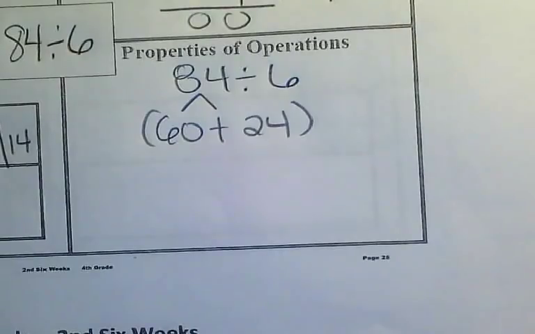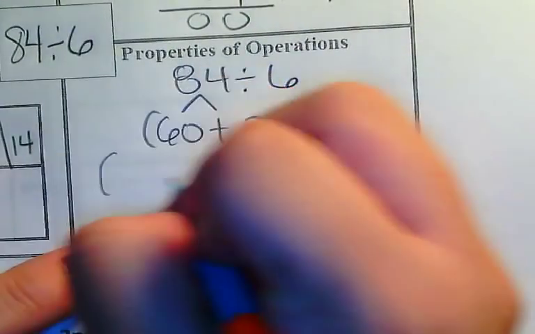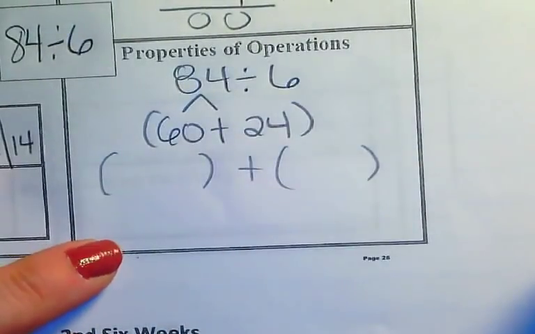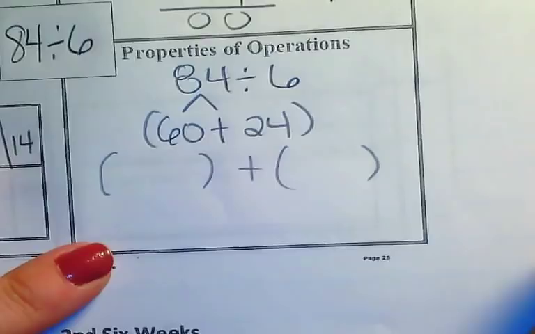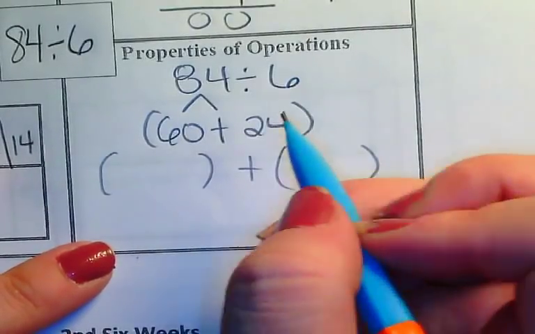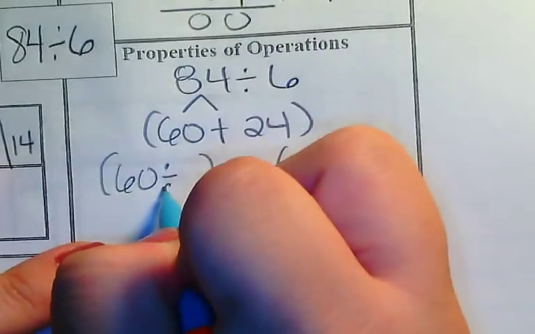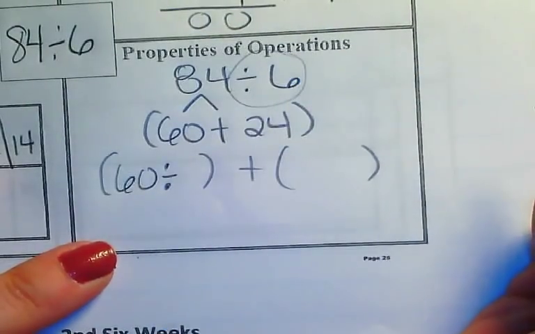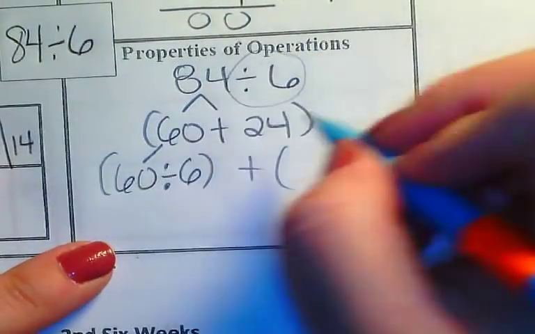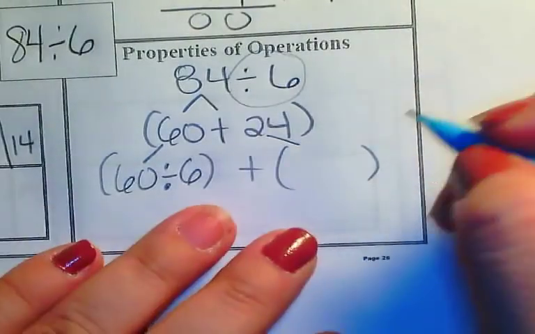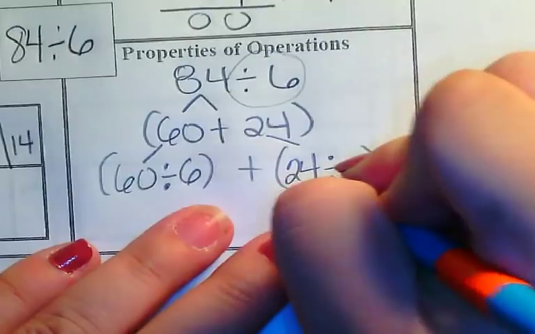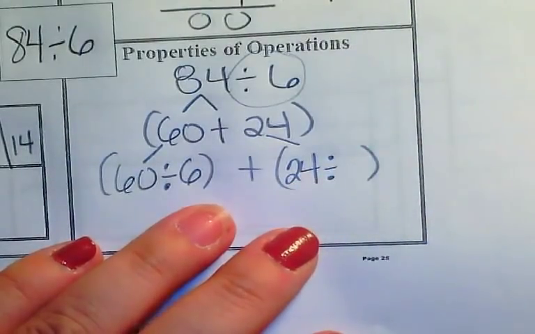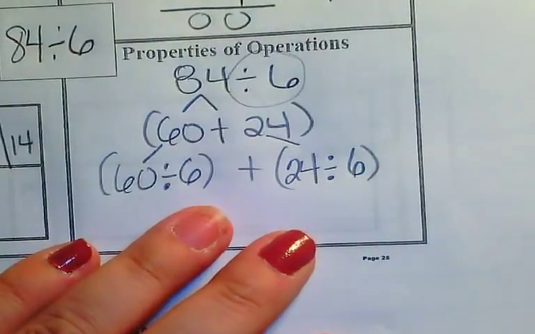Now remember that out of that problem, we're making 2 more. And what problem are we making? 60 divided by 6. No, you keep the same divisor. So the 60 goes there, 24 goes over here. 24 divided by 6. We always keep the same one.